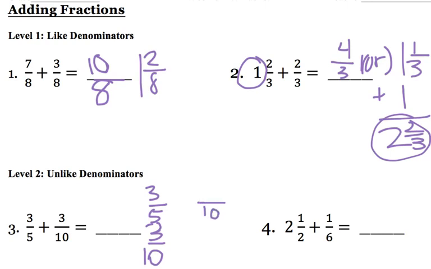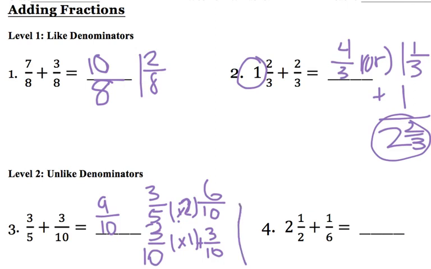you multiply by 2. And whatever you do to the bottom, you do to the top. So 3 times 2 is 6. And since the denominator is already 10, you multiply it by 1, which gives you the same thing, 3/10. Okay, so since the denominators are the same, you add 6 plus 3, which is equal to 9/10, which is your answer.